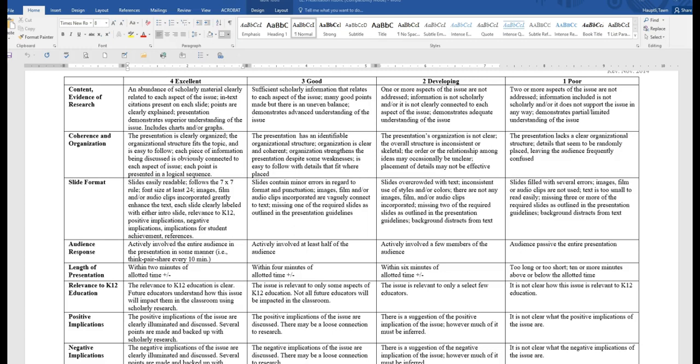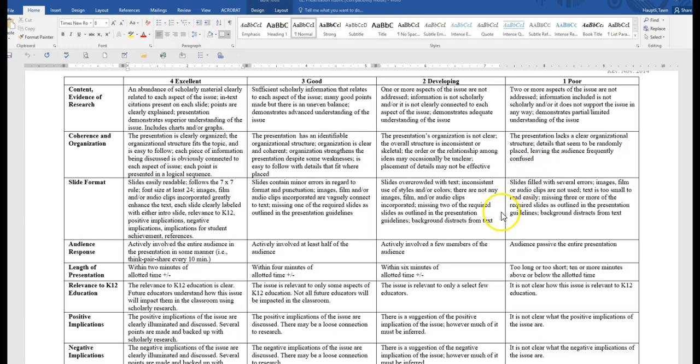Here, if you look at the rubric, good and excellent are to the left-hand side. 3 and 4 are essentially passing. 2 and 1 are to the right-hand side, meaning that they're essentially failing. They're not really hitting the mark.